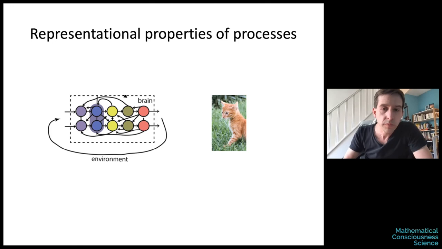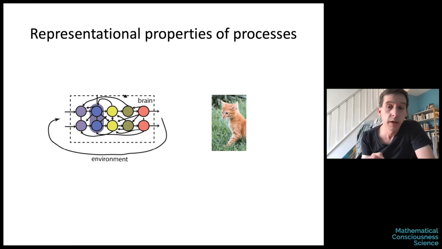Now, crucially here, representational properties thought of in this way, in terms of processes, are properties not of components, but of the system. And so you cannot take a reductionist approach to the problem. And what does it mean to understand a system? I give a couple more examples to contrast it with traditional approaches in neuroscience.